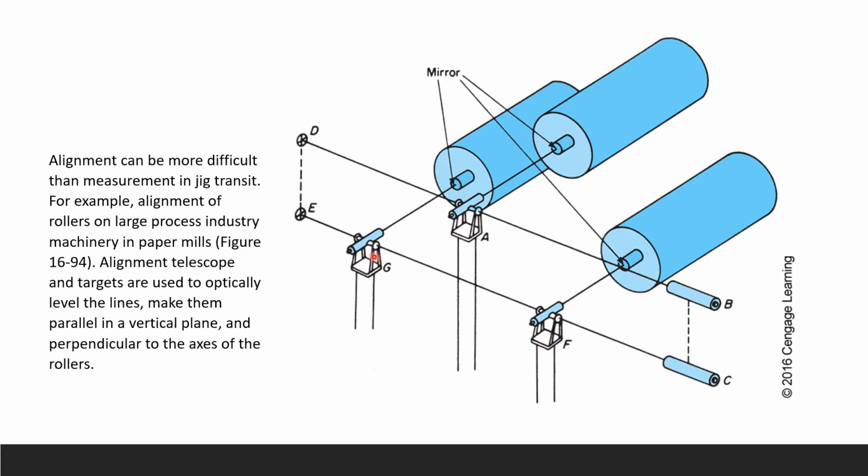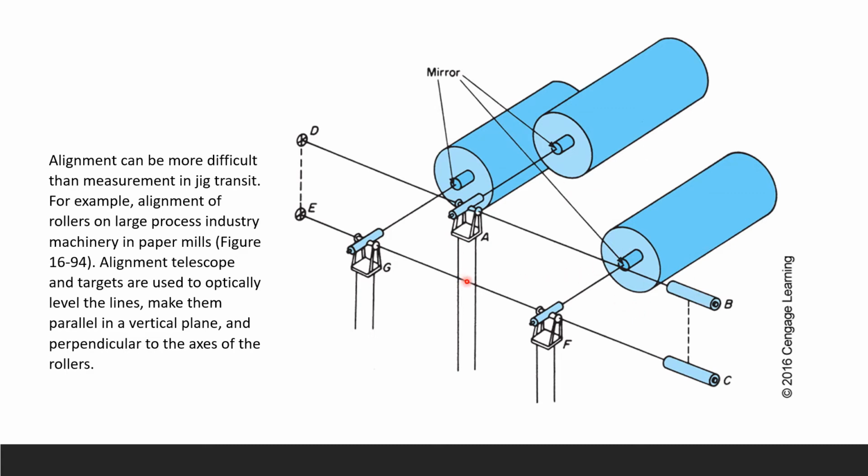So here, when you take a look at this picture, the alignment of rollers right here in large process machinery, they're pretty big rollers. It can be difficult, right? You have to stand up with user support to be able to do the alignment. So no mechanical method can compare with the ease and reliability of optical alignment.